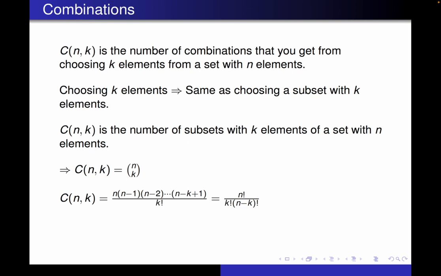And now that we have a formula for the permutations, if you ignore that k factorial on the bottom, it looks a lot like the formula for the permutations of k elements out of a set of n elements. And so there's actually a relationship between C of n, k and P of n, k, and that is this. C of n, k is equal to P of n, k divided by k factorial.